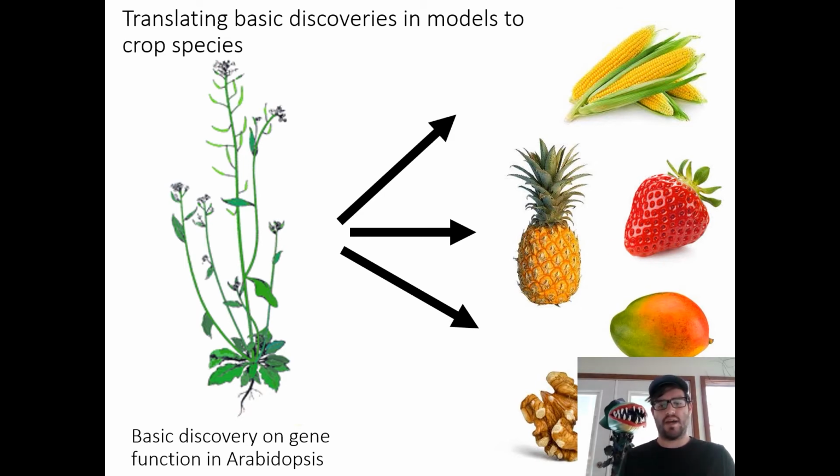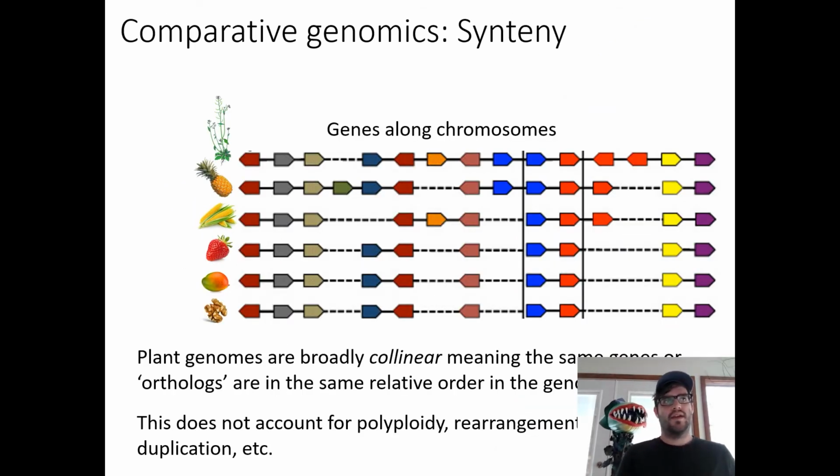There are a couple of different ways that we can do this. Generally, plant genomes have conserved gene content, and we call them collinear, meaning that the same genes or orthologous sequences are in the same relative order in the genome. Throughout the last couple hundred million years, plants have undergone lots of rearrangements, losses, and duplications, that sort of thing.